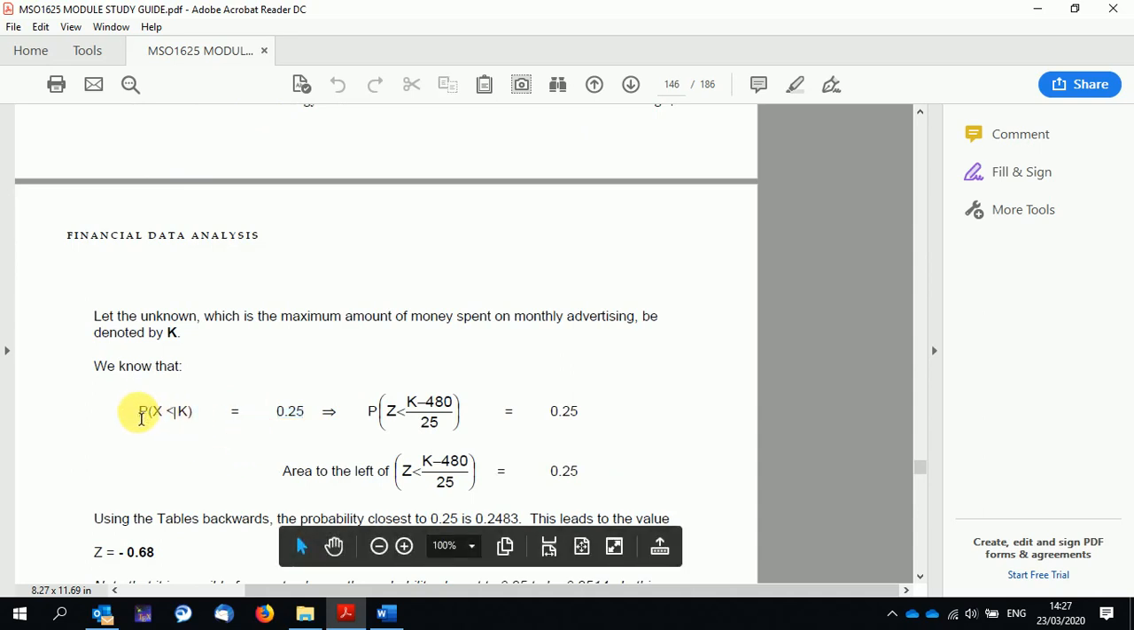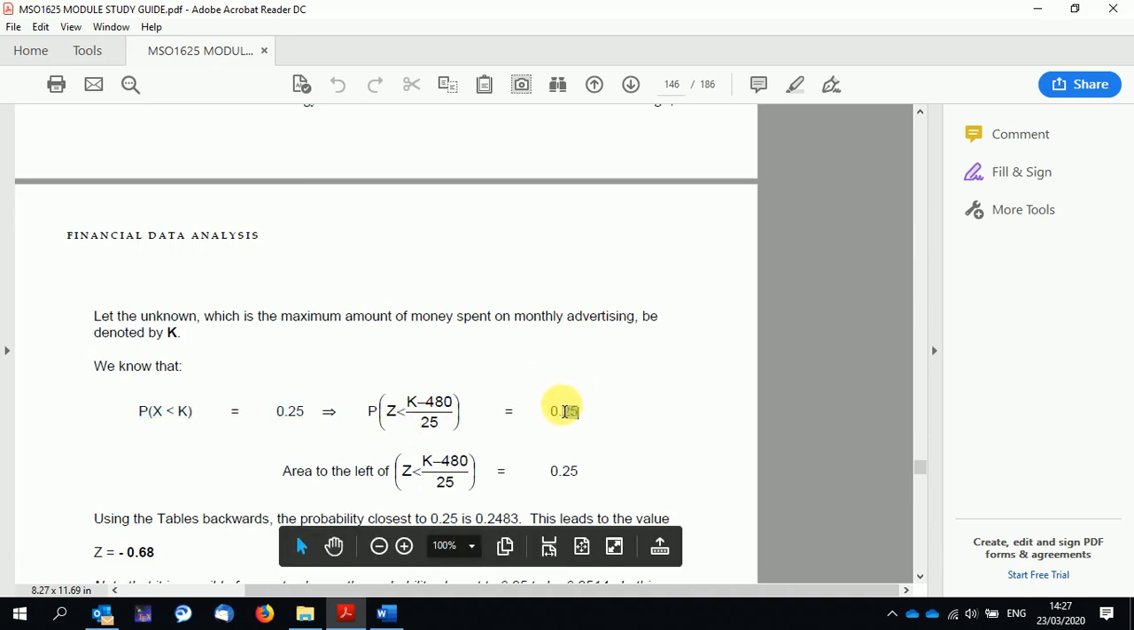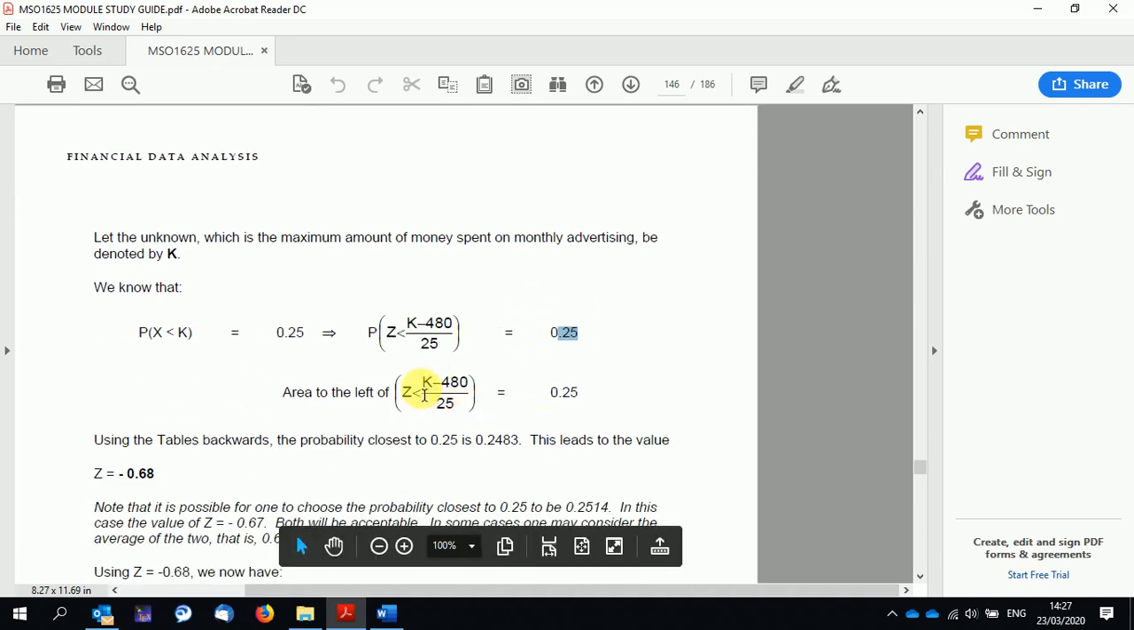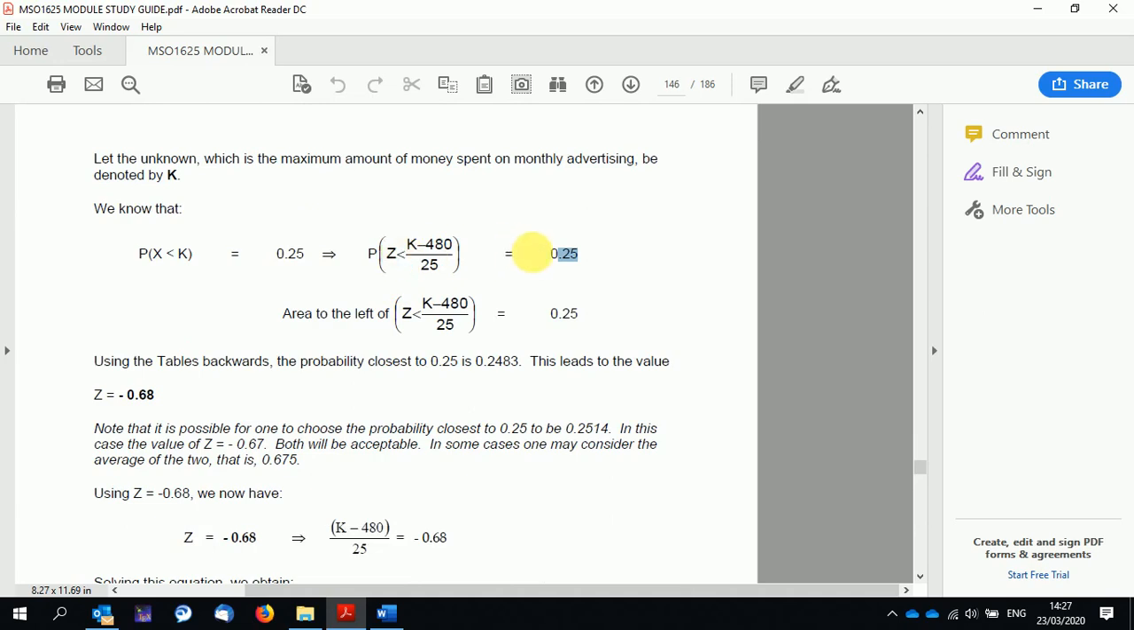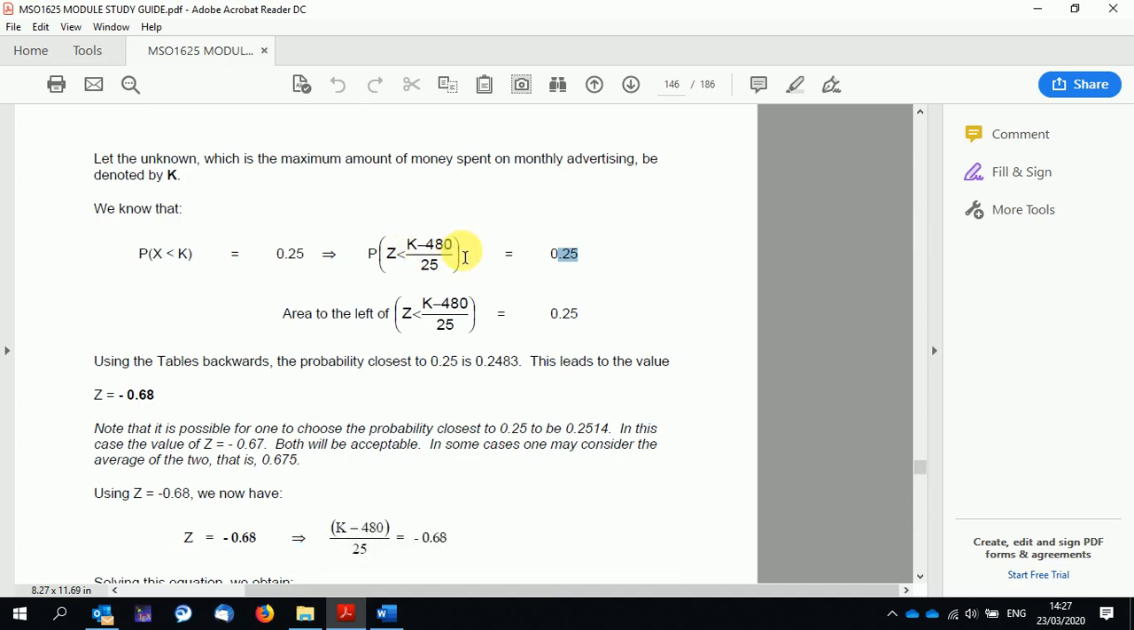So this question here can be converted to this one. So x minus mu divided by sigma will give me z. K minus mu divided by sigma, as you can see, would be whatever I'm highlighting here, and the probability is 0.25. Here as well, I will find using the table. I'm not going to scroll down, you can find it yourself. I will find the value of k minus 480 divided by 25.